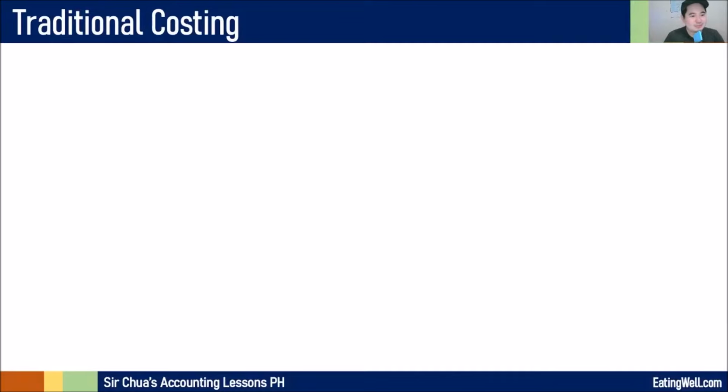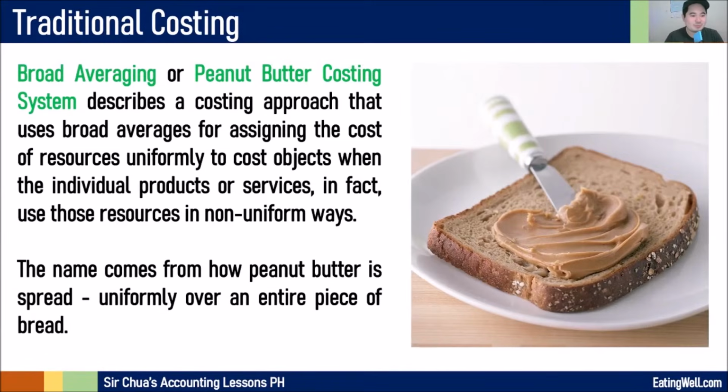Okay, so let's first talk about traditional costing. So what is traditional costing? Broad averaging or peanut butter costing system describes a costing approach that uses broad averages for assigning the cost of resources uniformly to cost objects. Like what we can see here, how do you spread peanut butter on bread? You just put the peanut butter there and then you just spread it uniformly. In traditional costing, that's how we do it. We just assign the cost uniformly to all these products.